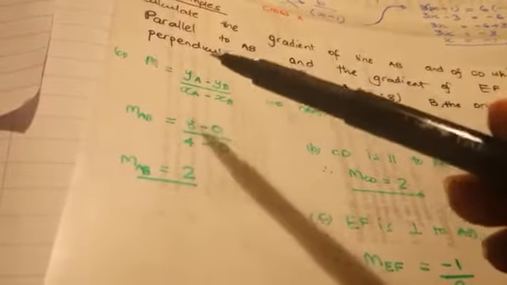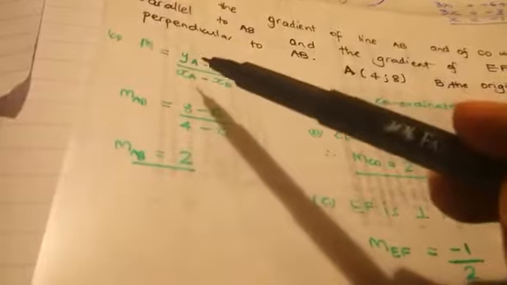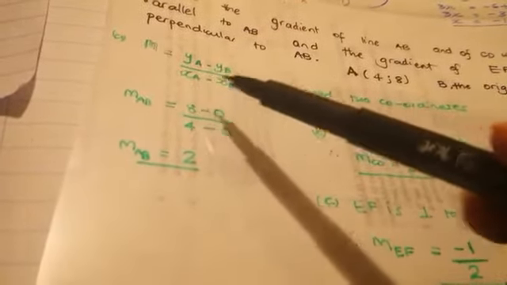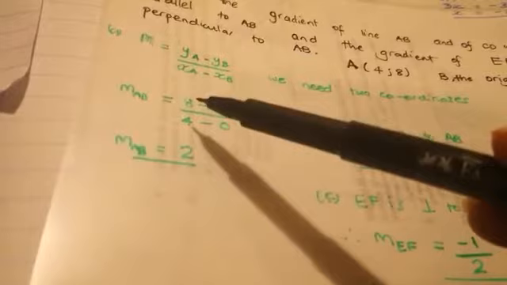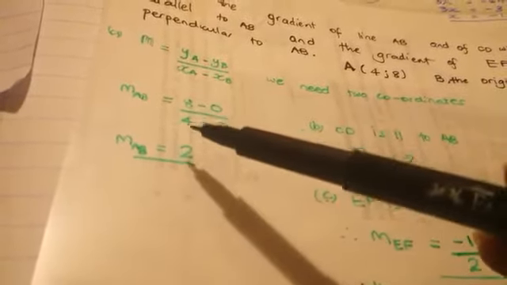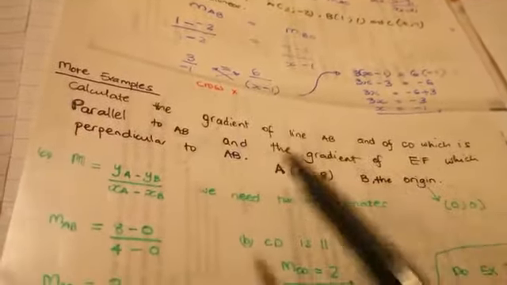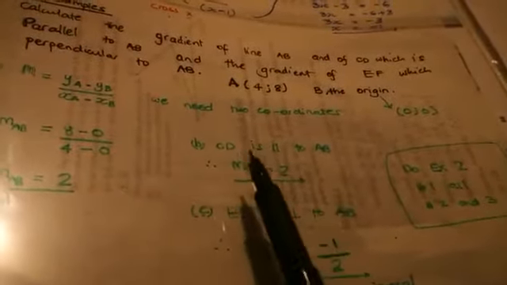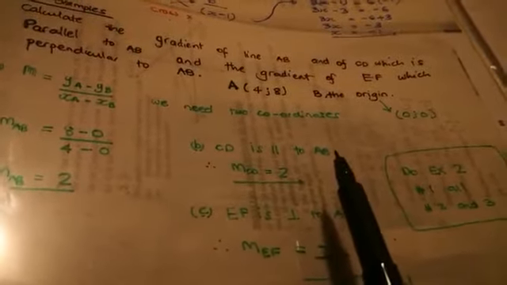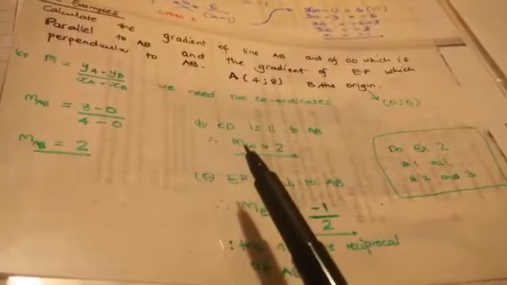The first thing that I'll do is calculate the gradient of AB. It is ya minus yb over xa minus xb, which gives me 8 minus 0 over 4 minus 0. Then the gradient of AB is equal to 2. Now the question says CD is parallel to AB. If they are parallel, it means that the gradient of CD is going to be the same as the gradient of AB. Then you just conclude and say the gradient of CD is equal to 2.